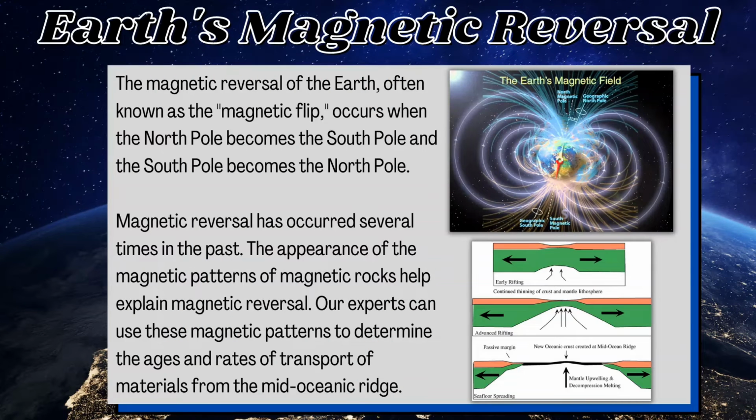And lastly, Earth's magnetic reversal. The magnetic reversal of the Earth, often known as the magnetic flip, occurs when the North Pole becomes the South Pole and the South Pole becomes the North Pole. Magnetic reversal has occurred several times in the past. The appearance of the magnetic patterns of magnetic rocks helps explain magnetic reversal. Experts can use these magnetic patterns to determine the ages and rates of transport of materials from the mid-ocean ridge.